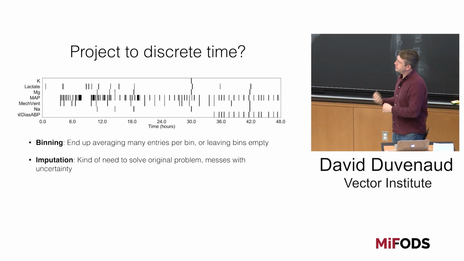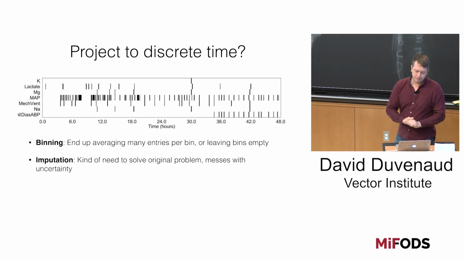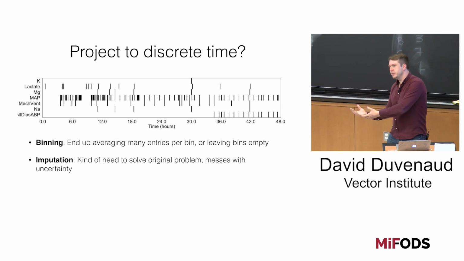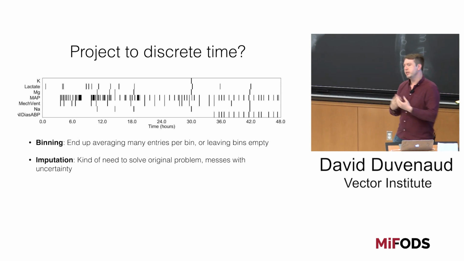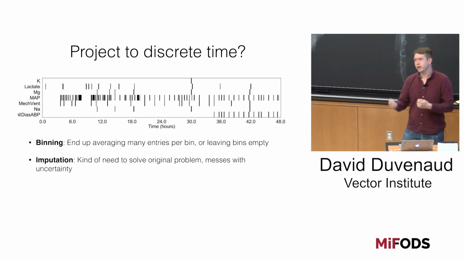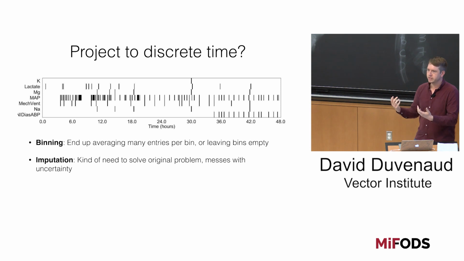We could, of course, project to discrete time by binning, but then we have to average entries per bin or leave them empty. Or we could do imputation, which is weird because you kind of have to solve the same problem you're trying to solve, which is modeling the data in order to impute it, and then you permanently mess up all your uncertainty estimates.